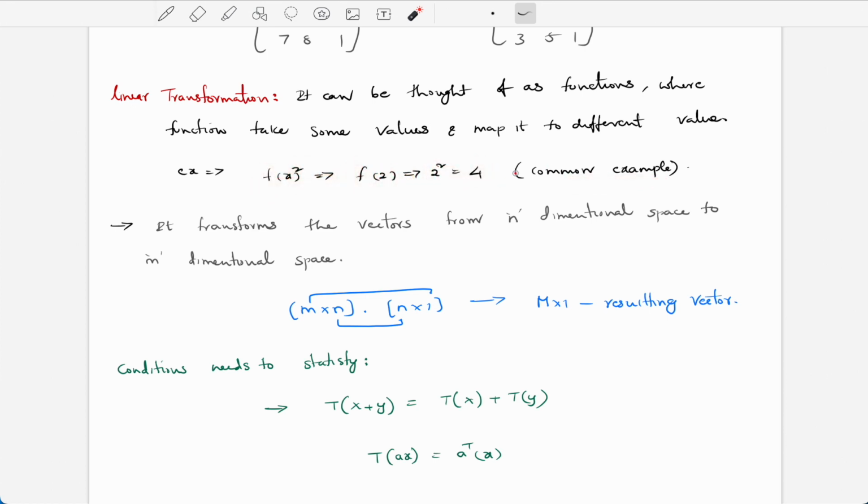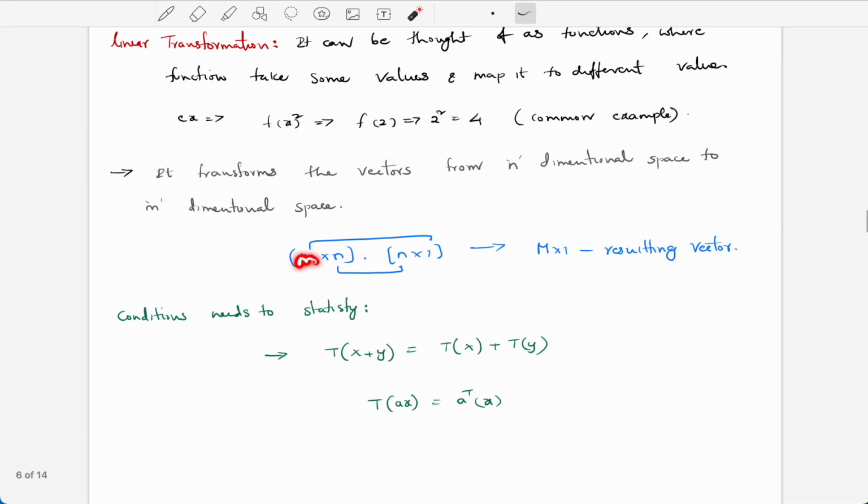So what are we doing with these linear transformations in matrices? It transforms vectors from n-dimensional space to m-dimensional space. Like we have an m by n matrix and an n by 1 vector. It transforms these two, and then we get our m by 1 resulting vector.